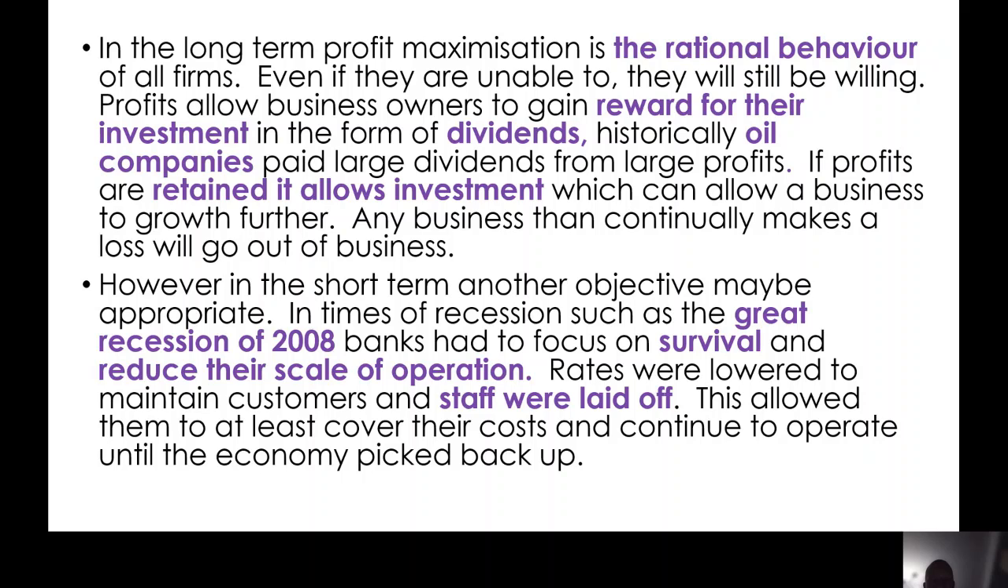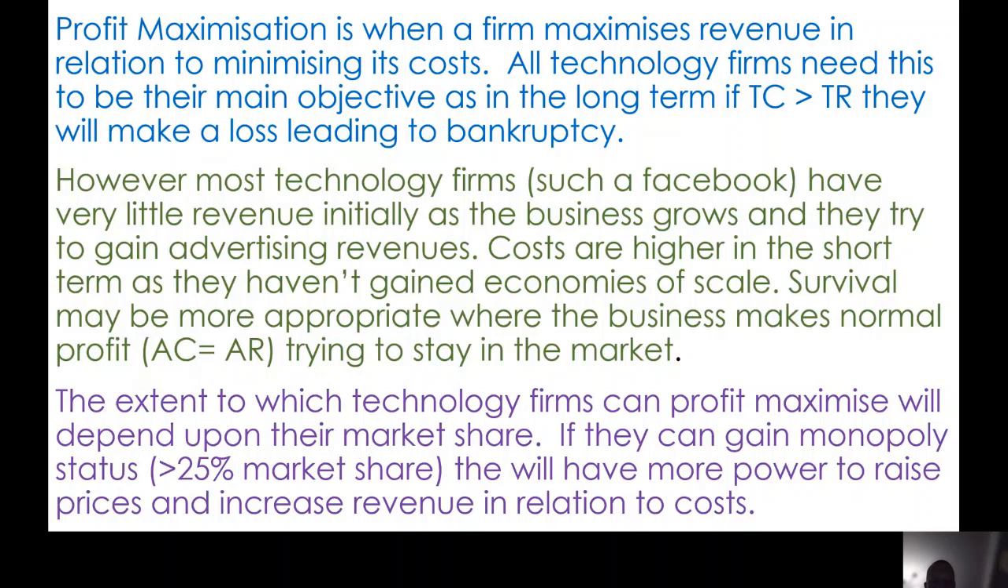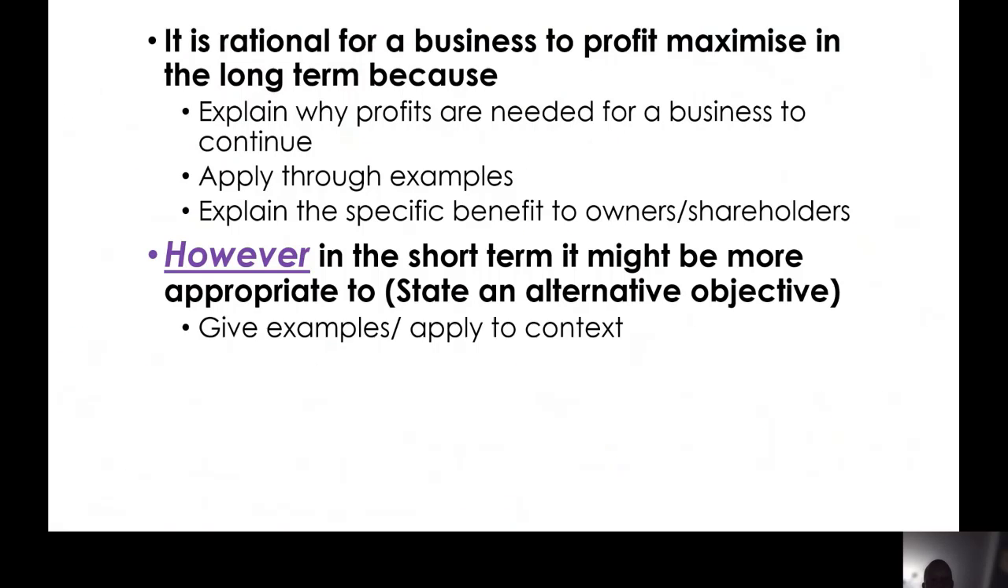And we said the negative, or the opposite point of view, would be that in the short term, another objective might be appropriate. And this one looked at survival in times of recession, and the reduction in the scale of operation to keep in business. The slightly better version of that example used Facebook to look at having high revenues initially, and in the short term having gained economies of scale, so surviving being more appropriate. And we used the specific key term definitions within that to explain that part.